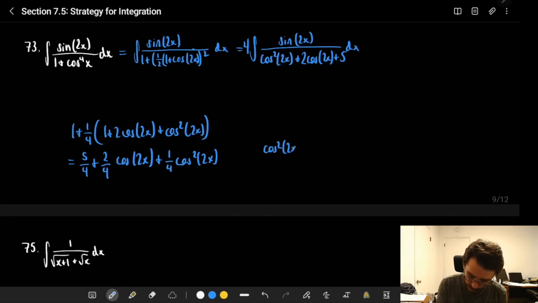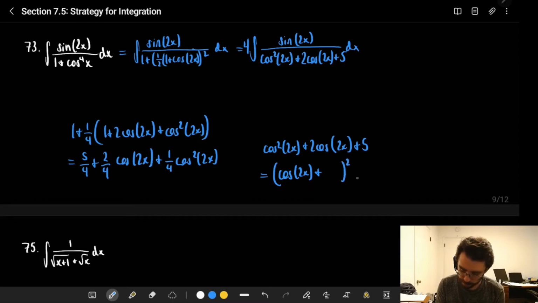So again, sidebar. Let's complete the square down here. That's going to be cosine of 2x plus something squared, and then plus some other garbage. It just needs to be plus 1, because then you get your cosine squared and you get your 2 cosine 2x. But that plus 1 needs to be a plus 5, so you get a plus 4. This might work.